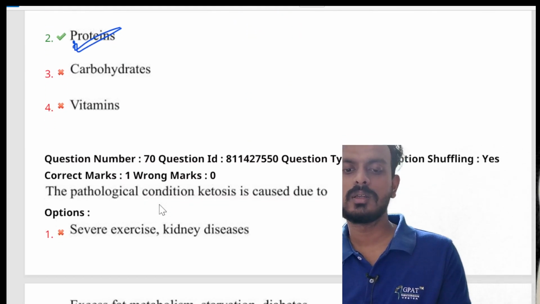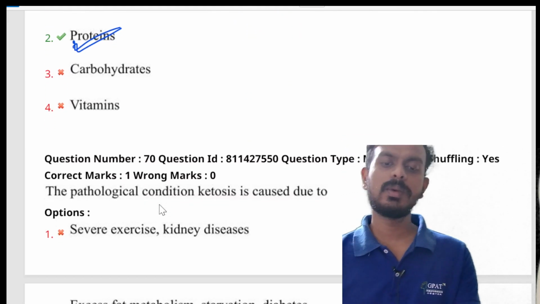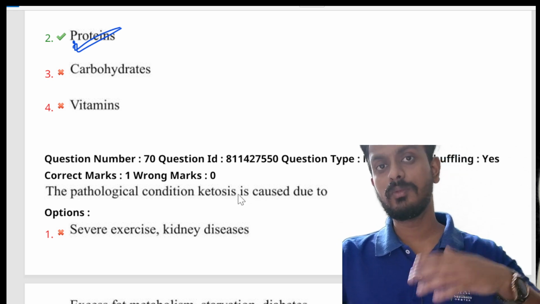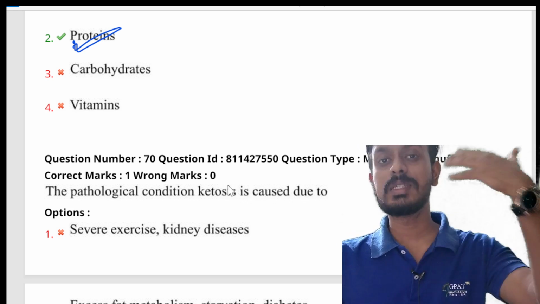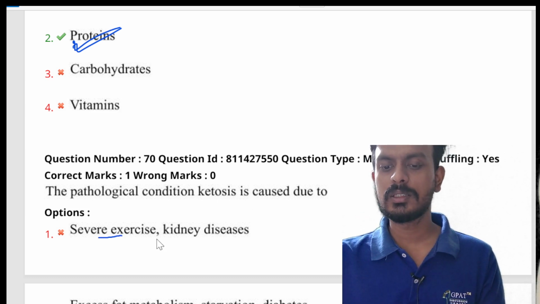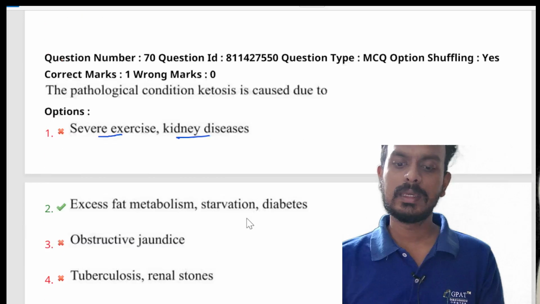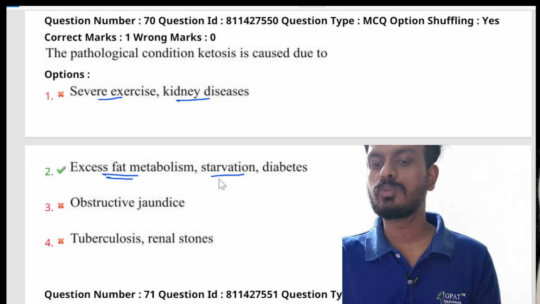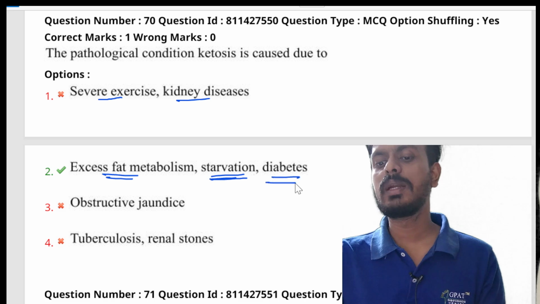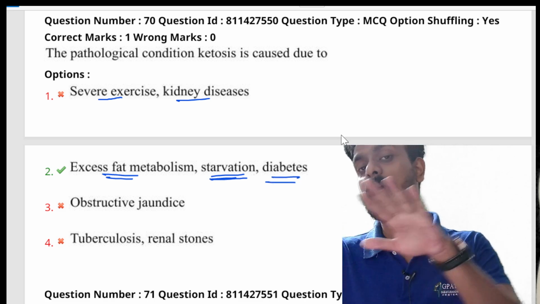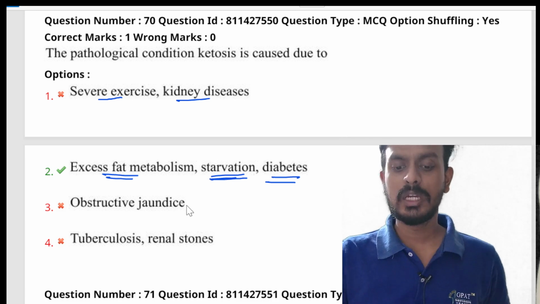Question number 70, the pathological condition of ketosis. Ketosis is when the formation of ketone bodies increases in the body. Severe exercise, kidney disease? No. When there is fat metabolism, during a starvation period, and during diabetes, in all three conditions the production of ketone bodies increases and that leads to a condition called ketosis.